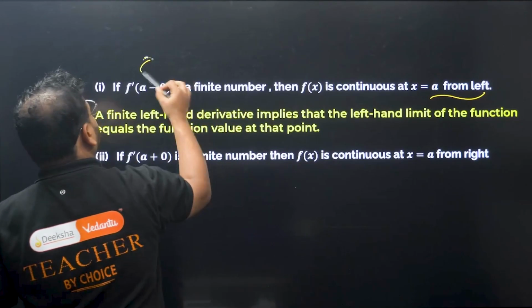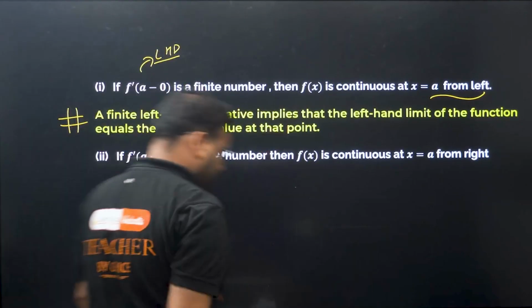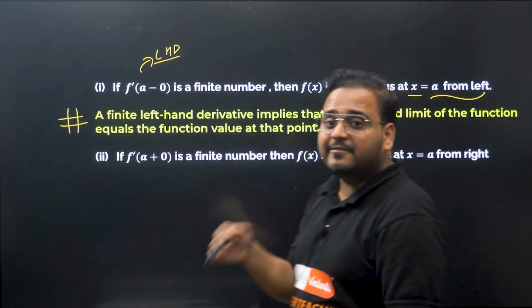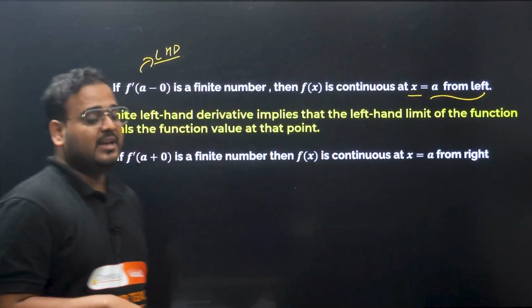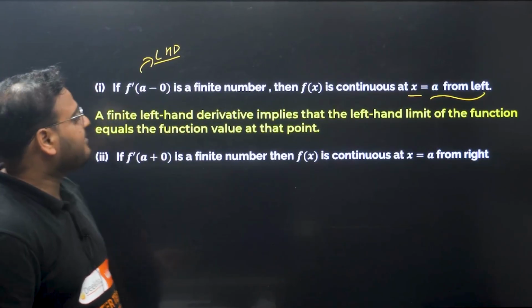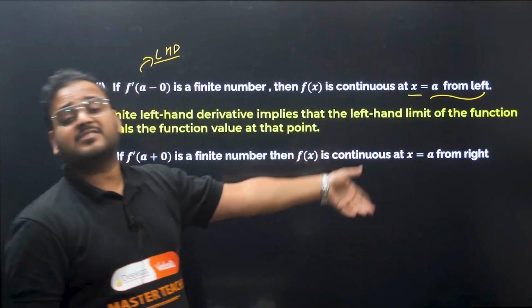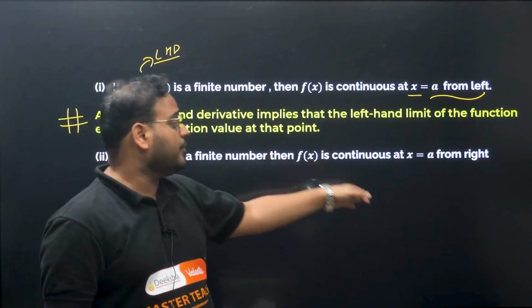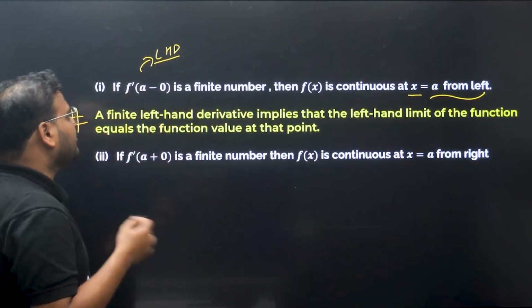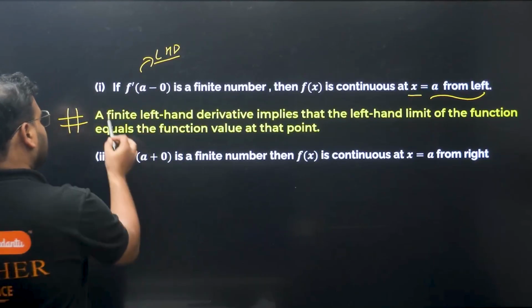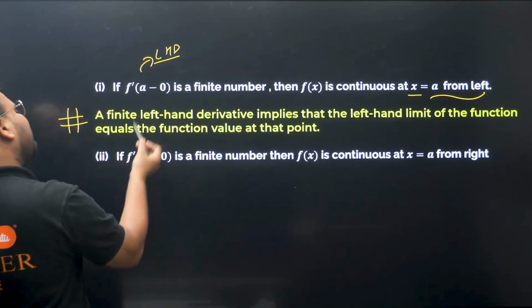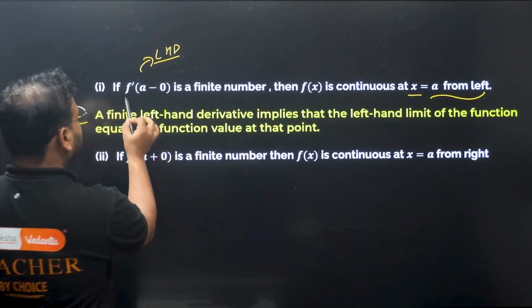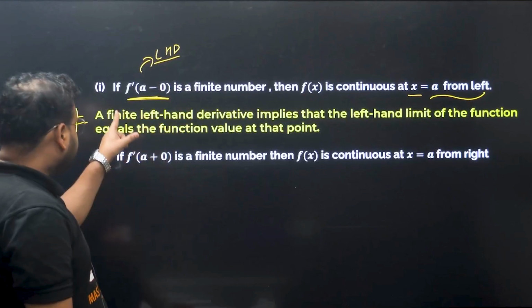What does it represent, sir? It represents LHD, right? So if f'(a-0) is a finite number, then f(x) is continuous at x = a from the left side. And the same thing, if f'(a+0) is a finite number, then f(x) is continuous at x = a from the right. Now it might be confusing to you, sir, why does it go like that? Think about it. The statement is a finite left hand derivative. What is this called? Left hand derivative, right? Is it a finite value? Yes, sir.